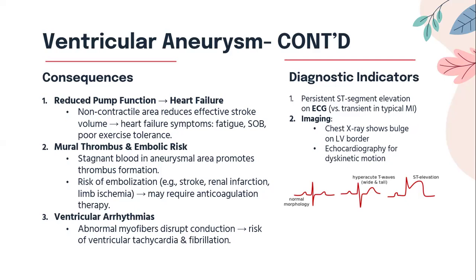The third point, ventricular arrhythmias. The stretched and remodeled myofibers in the aneurysmal segment disrupt the normal electrical conduction within the heart. This can create electrophysiological abnormalities, increasing the risk of arrhythmias, including ventricular tachycardia and ventricular fibrillation. These can be life-threatening and are a significant cause of morbidity and mortality in patients with a post-MI aneurysm.